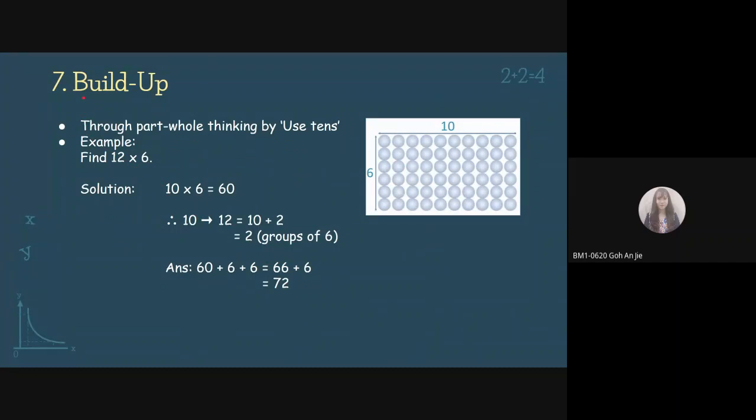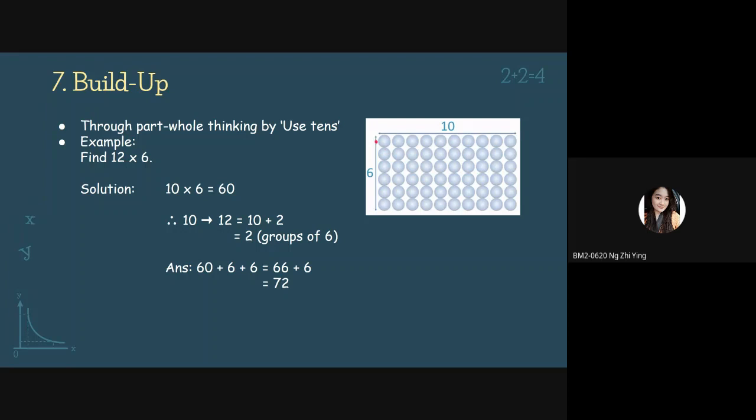Angie. Okay, thank you, Angie. Now I will explain the next strategy, which is the build-up strategy. The build-up strategy is a strategy that we can use through part-whole thinking by using the use tens strategy that was explained just now. We know that the use tens strategy is basically the same as the multiples of 10.